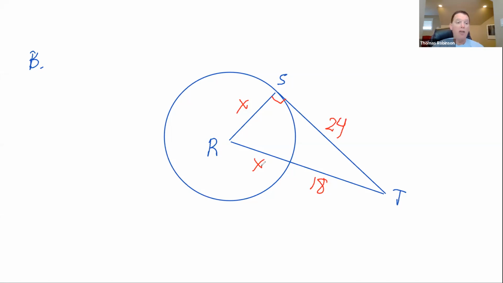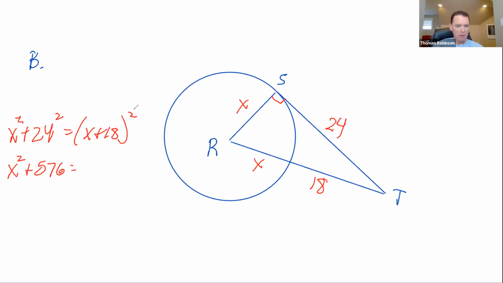What we're going to do is the Pythagorean theorem. x squared plus 24 squared equals, hang in there, (x plus 18) squared. It's funny, Algebra 1 is just learning how to do these squaring binomials, but you guys are so far past algebra, right? All right, x squared. What is 24 squared? Well, you can look in the problem right there. It's 576.